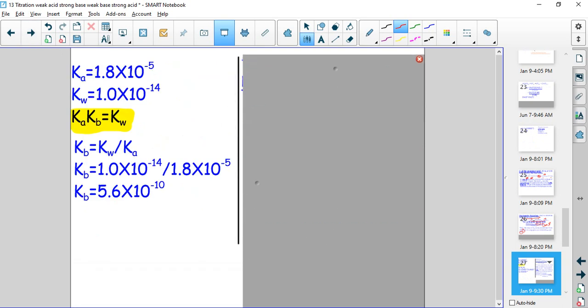So I'll ignore this for now. Ka is given to us in the question. We know our equilibrium constant for water, Kw, 1 times 10 to the negative 14. And of course, this is the relationship we have between Ka, Kb, and Kw. We do a bit of grade 9 math here, solve for Kb, and we get Kw divided by Ka. Okay, 1 times 10 to the negative 14 divided by 1.8 times 10 to the negative 5. And look, we have our Kb value.